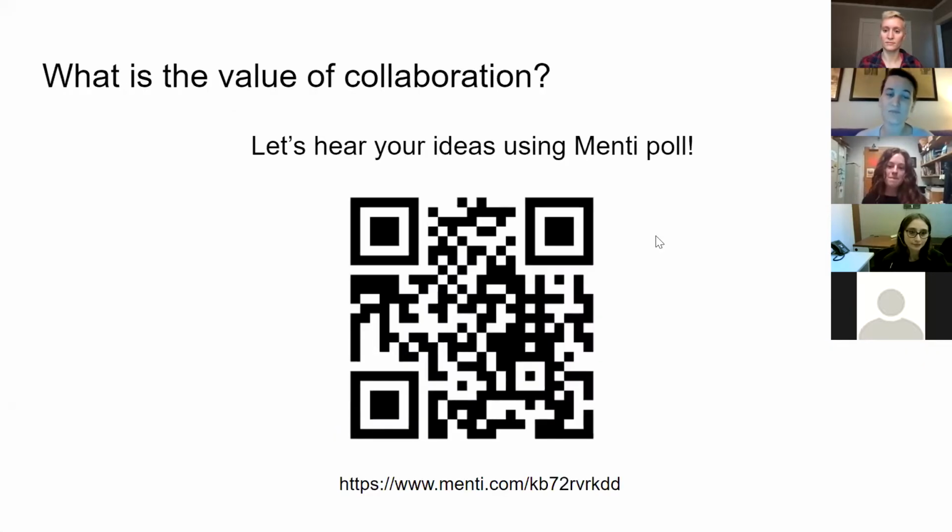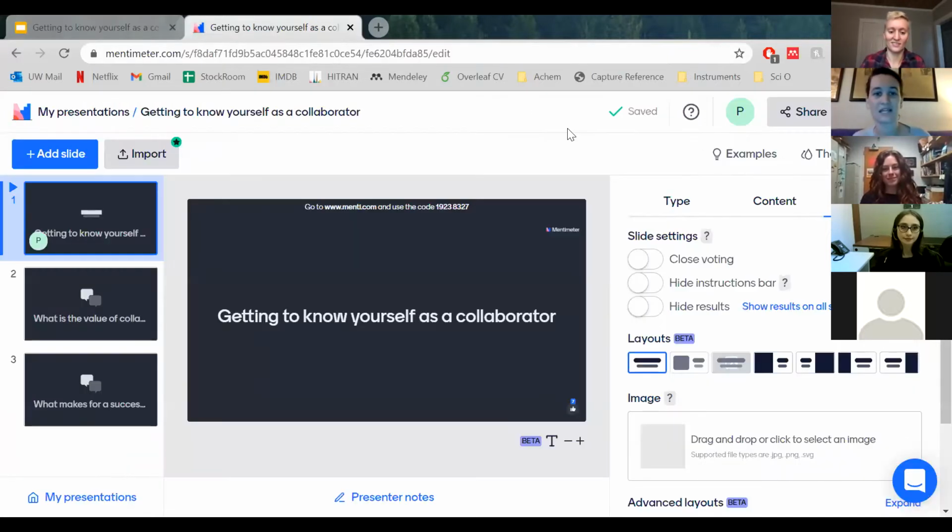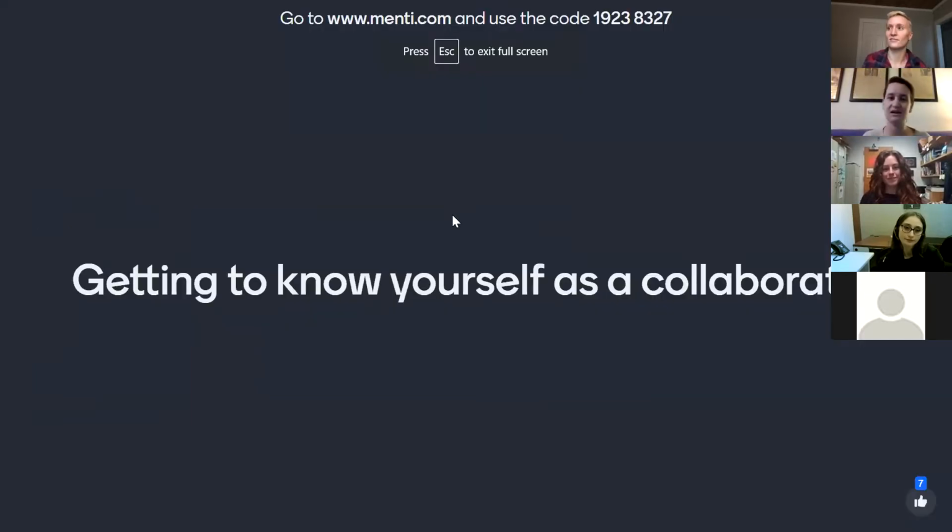So the first thing we're going to do is hear from you about what you think the value of a collaboration is. For those of you who have your phones out, you can scan this QR code. Miriam, who's our technology helper, is also going to drop the link in the chat. You can also go to menti.com and go to this code, 19238327. Lovely, I see thumbs up.